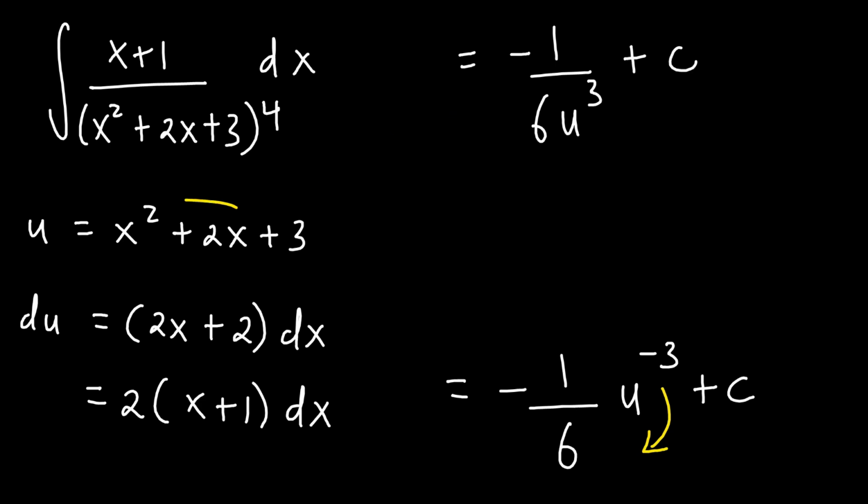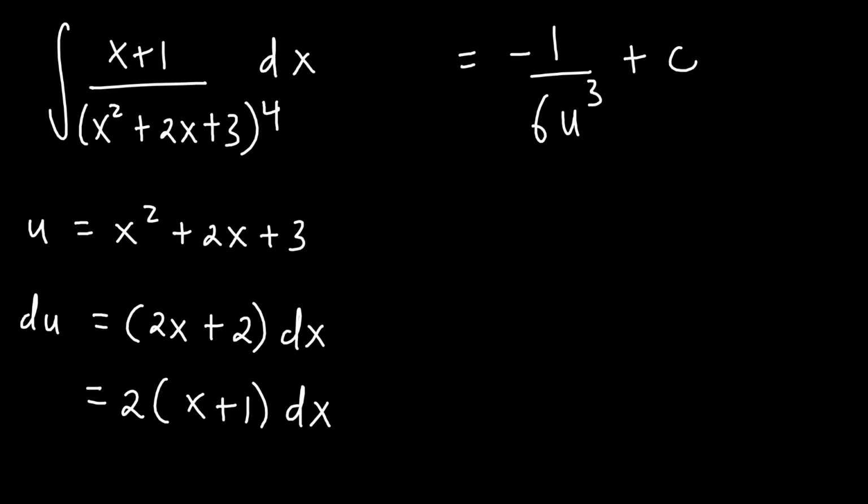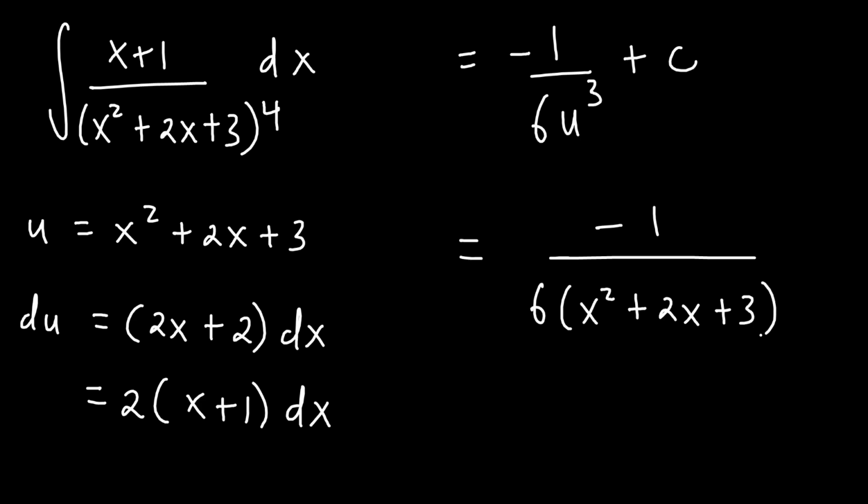And we know that u equals to this. So our final answer will be negative 1 divided by 6 times x to the power of 2 plus 2x plus 3 raised to the power of 3 plus c.